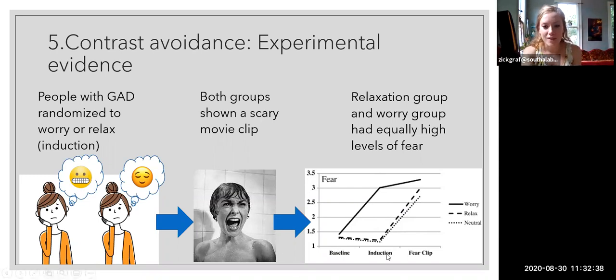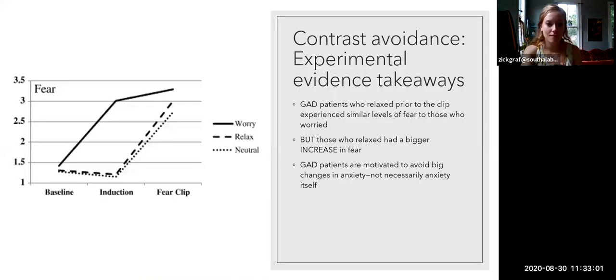So people with GAD who relaxed first experienced a huge increase in anxiety and fear in response to a stressor, whereas people with GAD who worried first didn't experience a major increase. They didn't experience a statistically significant increase in worry and fear. They were already worried and afraid before that stressor happened. They were kind of prepared for it. When the stressor happened, they were already stressed out, so they didn't experience a big increase in stress.